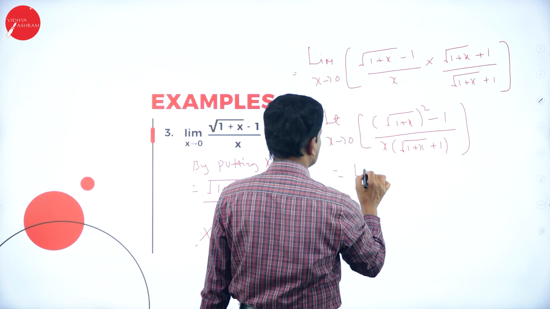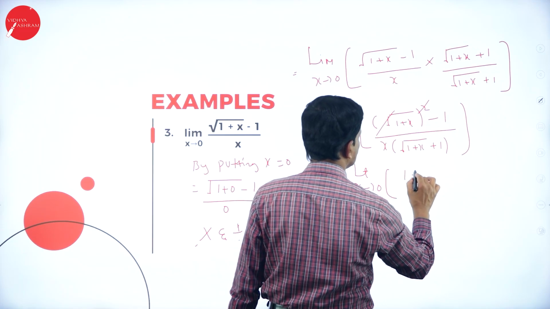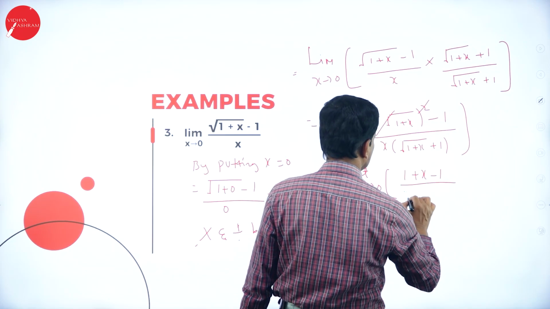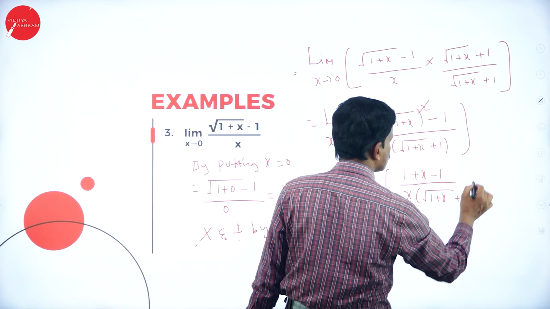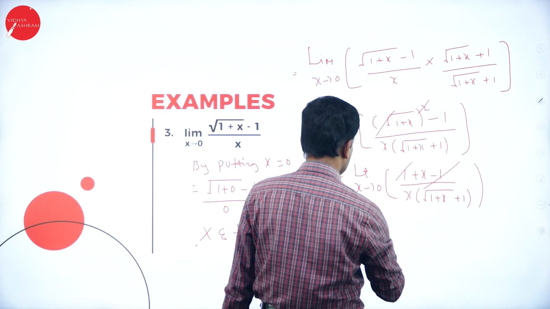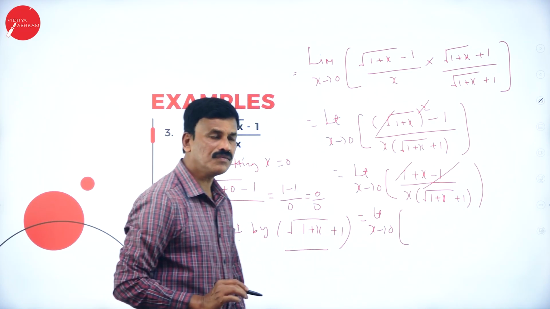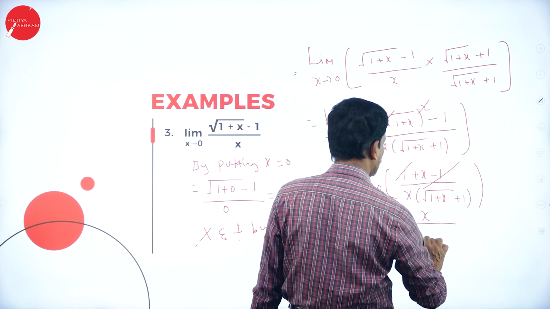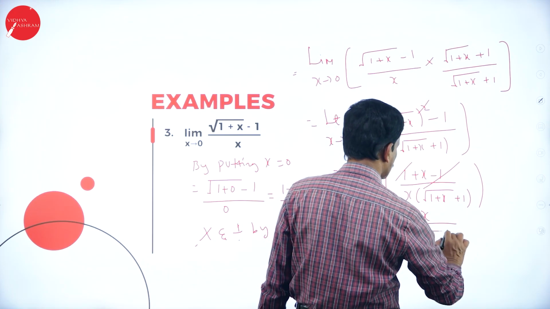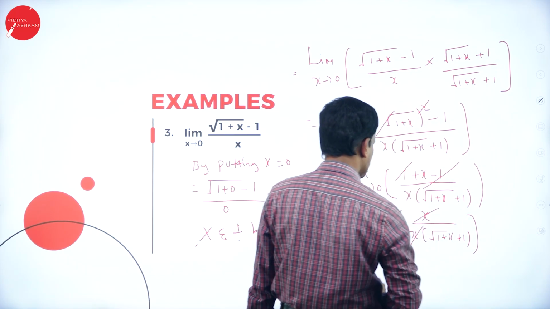Now this is equal to limit x tends to 0, square root gets cancelled, 1 plus x minus 1 divided by denominator is same, x into root of 1 plus x plus 1. So here minus 1 plus 1 gets cancelled. Limit x tends to 0 of, what is there in the numerator? x divided by, in the denominator we have x into root of 1 plus x plus 1. So x and x gets cancelled.